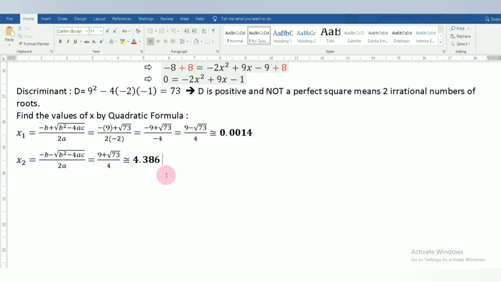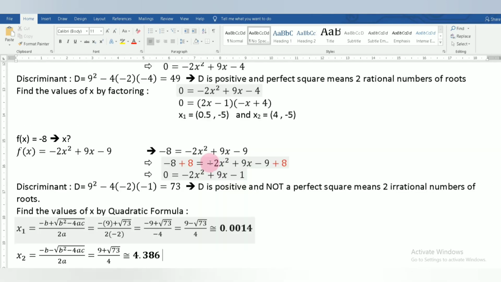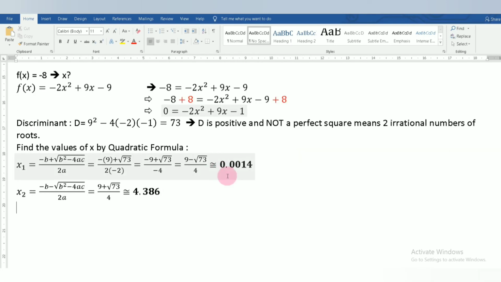Therefore, we need to put a statement. Okay, let me just write it down for you. Therefore, if f(x) or y equals -8, it means the value of x will be 0.0014, comma -8. This is the coordinates, and 4.386, comma -8. So those are the coordinates that satisfy your quadratic function when y equals -8.